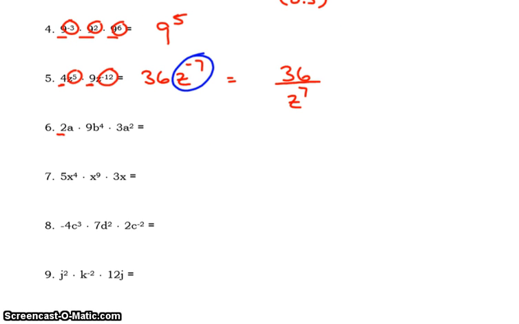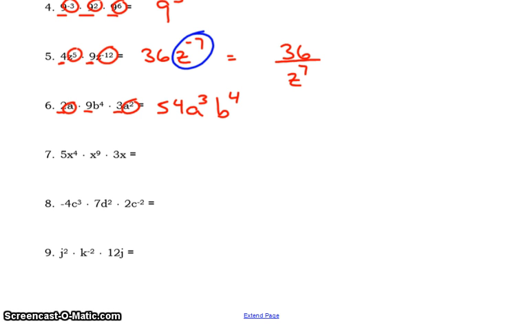In number 6, I multiply the 2, the 9, and the 3 to get 54. Now notice in number 6 I've got different variables for the bases. So I'm going to look at the a's first. I keep the base of a and add the exponents. There's an invisible 1 on the first a, so that's a to the 3rd. There's nobody to multiply the b with, so I'm going to leave it as b to the 4th. No negative exponents in that answer, so I can leave that as my final answer.